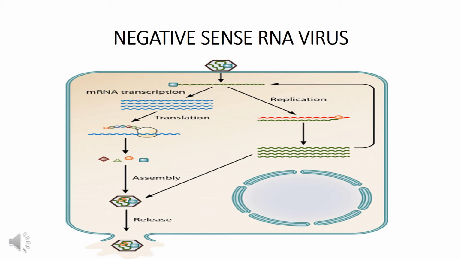After entry of negative sense RNA into the host cell, the first step that occurs is the formation of a new RNA strand from the entered RNA of the virus. It means RNA replication occurs by using the previous RNA strand. This is very important, because the RNA of the virus is not making contact directly with the ribosome of the host cell. First of all, new copies of RNA are formed.